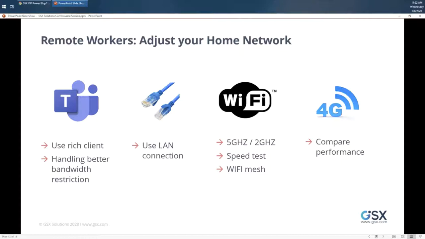So the rich client, there's a debate on that because there's no real documentation provided by Microsoft that says the experience with the rich client is better than with the web client. What we know is from the feedback of our customers, because we asked the question, and they told us that they think the rich client improves the performance a little bit, especially on the voice.